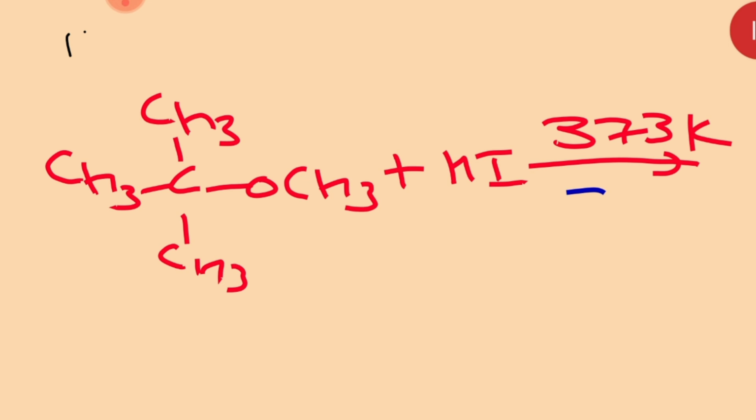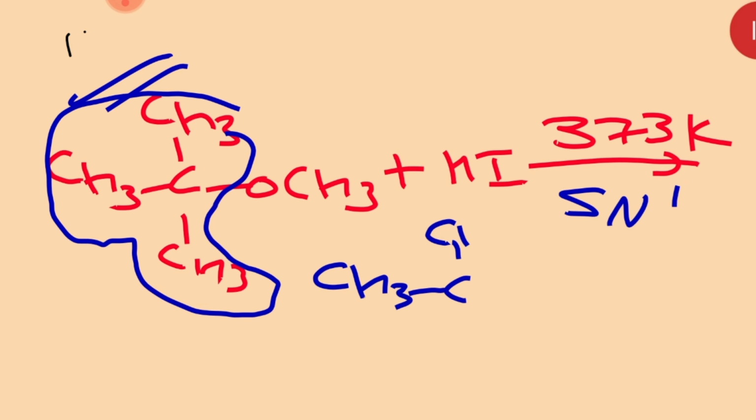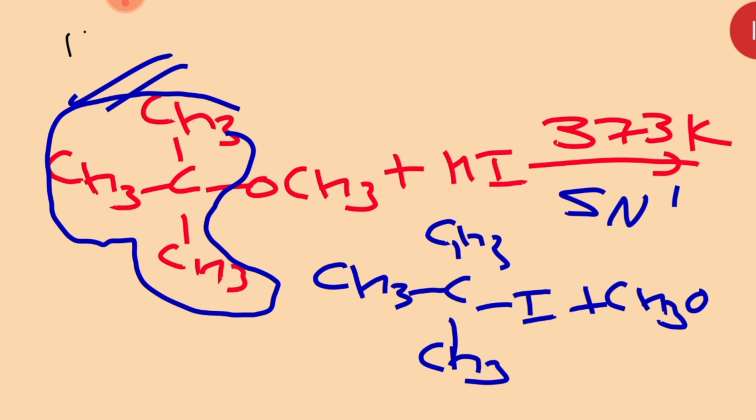Just remember one thing: which mechanism do you have to follow? SN1, because there is a tertiary alkyl group, there will be formation of a tertiary carbocation. Here is a tertiary alkyl group also, and you know very well only the tertiary carbocation is more stable. That is why we will follow the SN1 mechanism. So this one is selected, so the product will be, just remember, in the tertiary alkyl there will be the SN1 mechanism, this one and CH3OH.